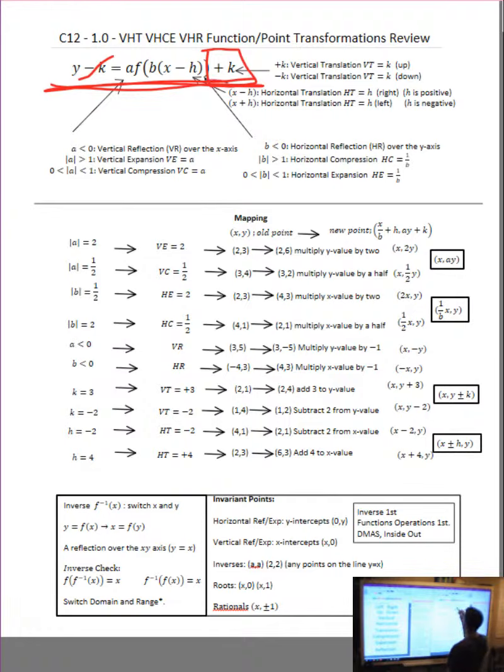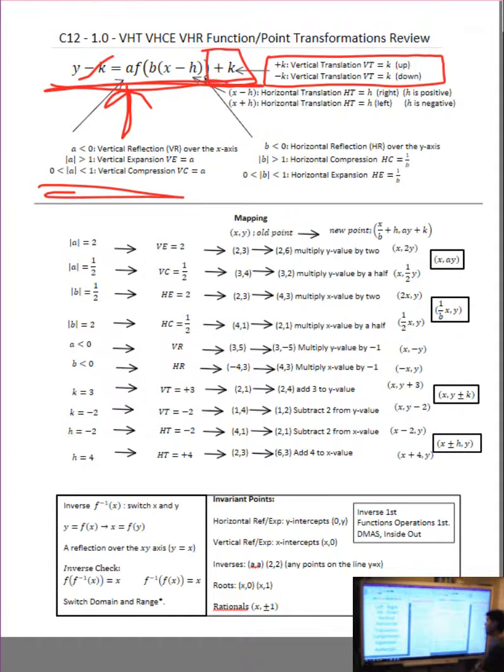So k, we do vertical up and down translations based on what k is. So if it's x squared plus 2, x squared goes up 2, and if it's x squared minus 4, it goes down 4. Let's talk about this a out in front. Well, if a is less than 0, like negative, it's a vertical reflection. And if the absolute value of a is greater than 1, for example, 2, then it's a vertical expansion. If a is between 0 and 1, then it's a vertical compression.